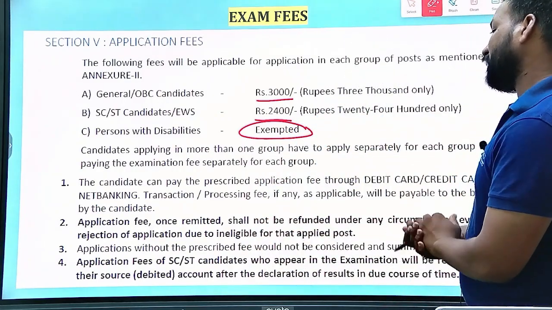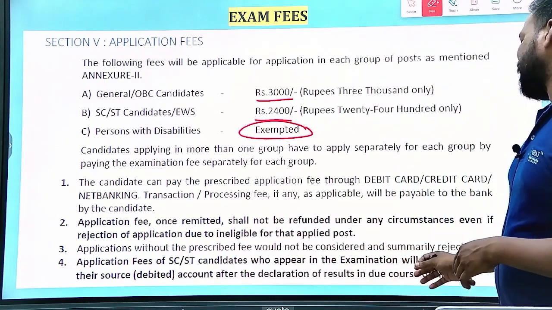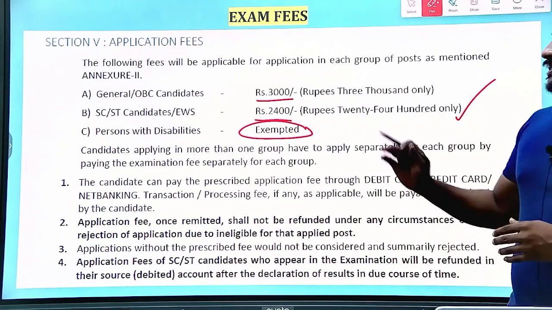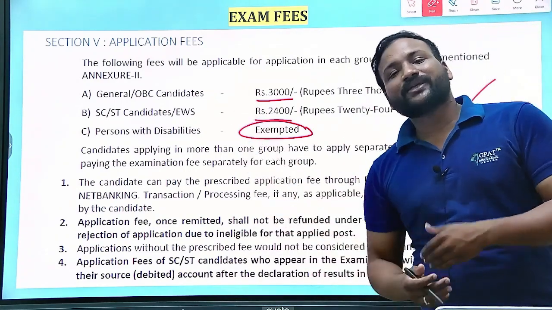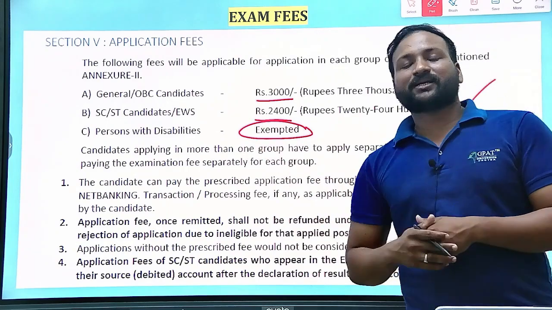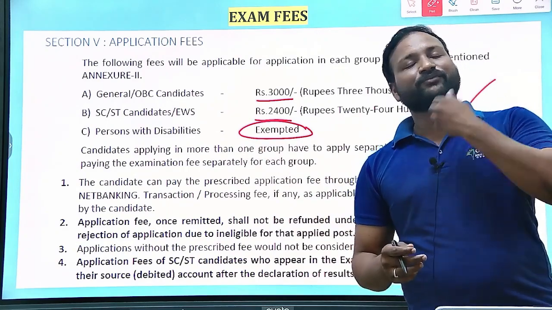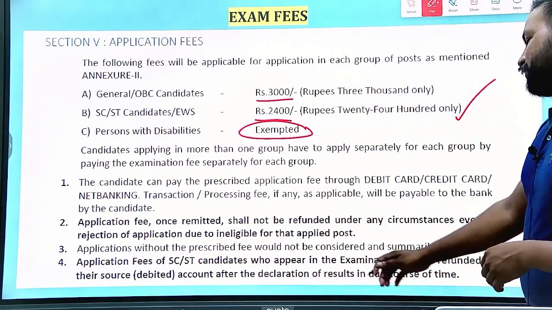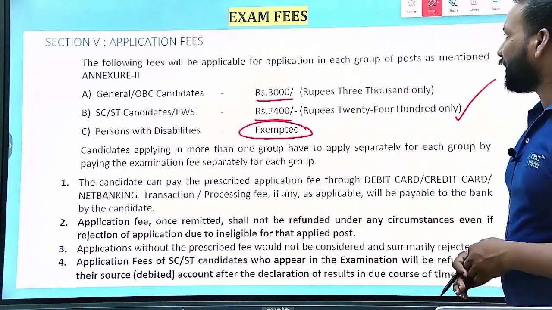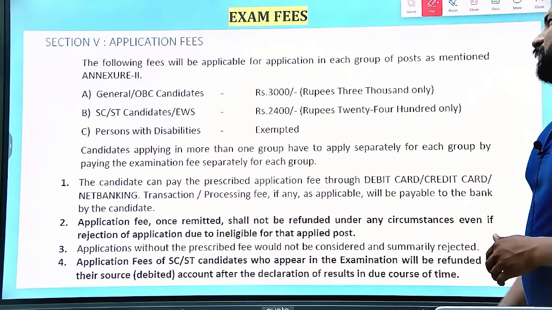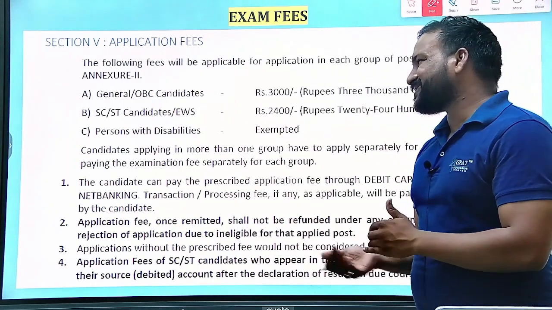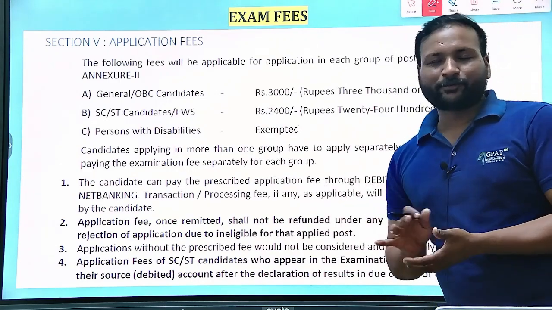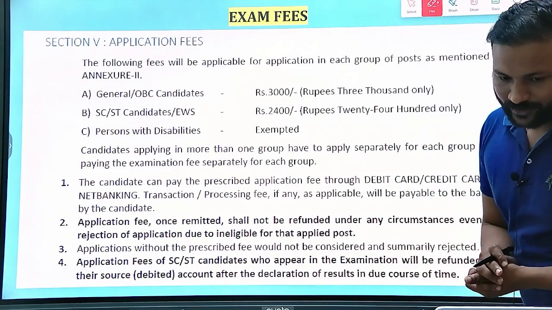But the application fee of SC/ST candidates who appear in this examination will be refunded to their source. There is one advantage for SC/ST candidates: they will get their money refunded when they attend the examination. So this is the fee structure: 3,000 for general and OBC candidates, 2,400 for SC/ST and EWS candidates, and for PWD candidates the fee is exempted.